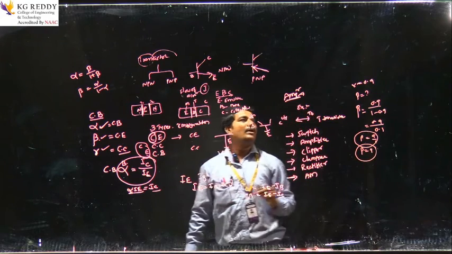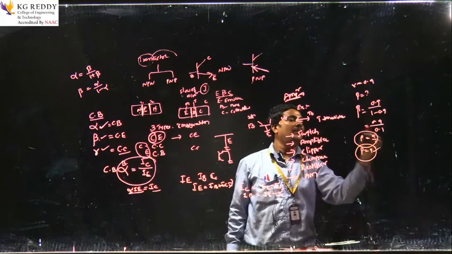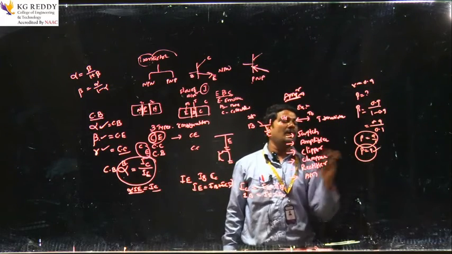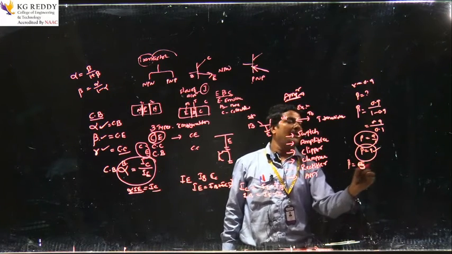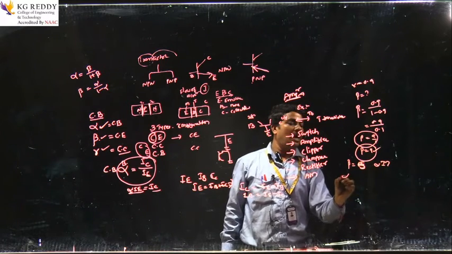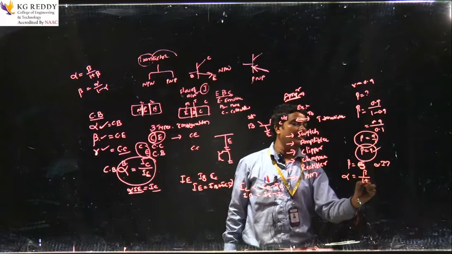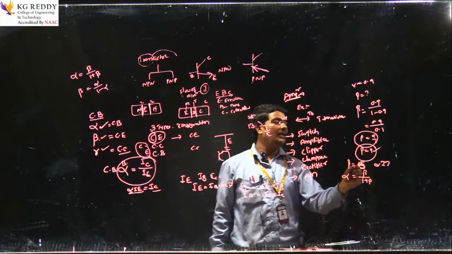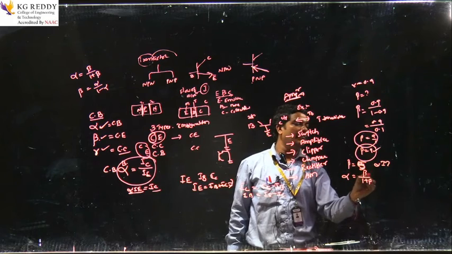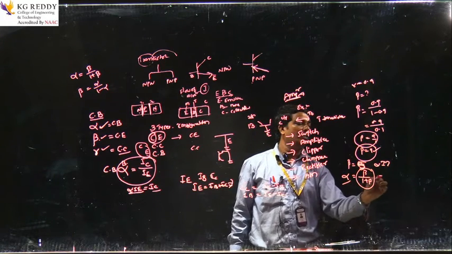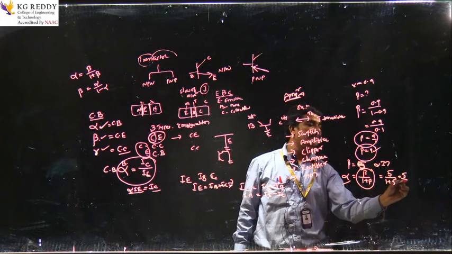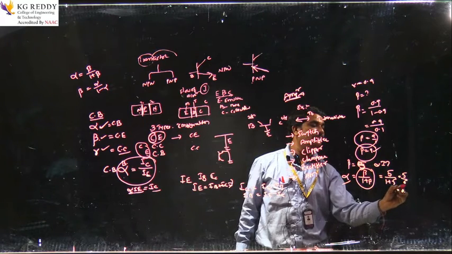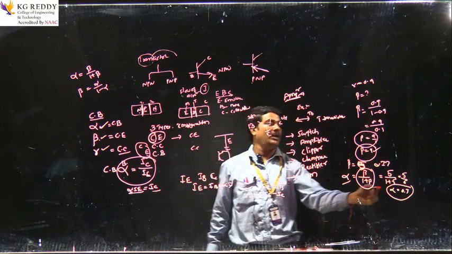This is the relationship: whenever the alpha value is given, find out beta value; if beta value is given, find out alpha value. Suppose beta equal to 5. Find out alpha value. Alpha equal to beta by 1 plus beta. This is the relationship between alpha and beta. Given beta value is 5, substitute beta value in this equation to get the alpha value. 1 plus 5 is 6, and 5 by 6 is nothing but 0.7, the approximate value of alpha.